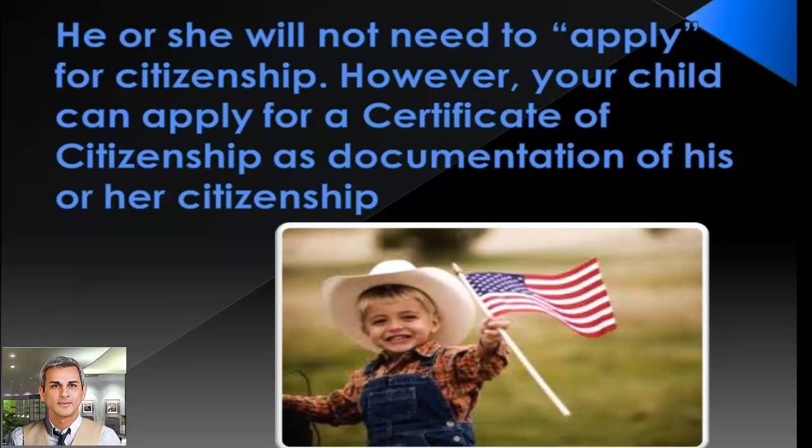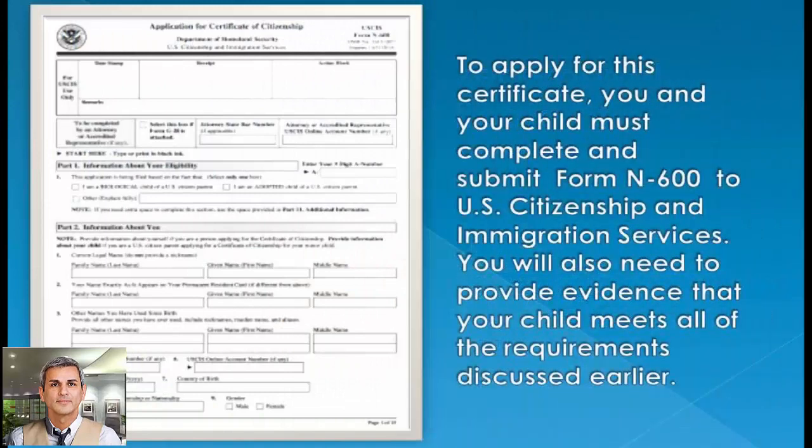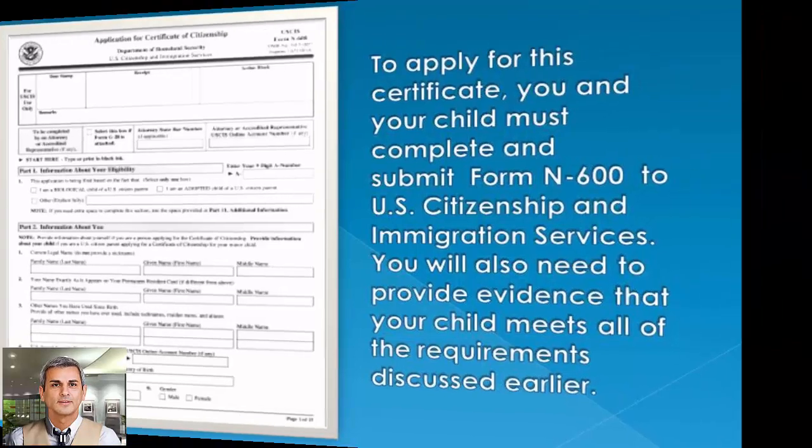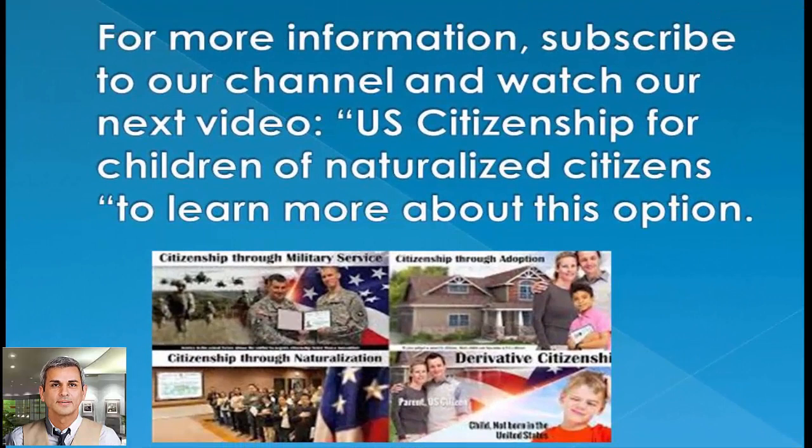He or she will not need to apply for citizenship. However, your child can apply for a certificate of citizenship as documentation of his or her citizenship. To apply for this certificate, you and your child must complete and submit Form N-600 to U.S. Citizenship and Immigration Services. You will also need to provide evidence that your child meets all of the requirements discussed earlier. For more information, subscribe to our channel and watch our next video, U.S. Citizenship for Children of Naturalized Citizens, to learn more about this option.